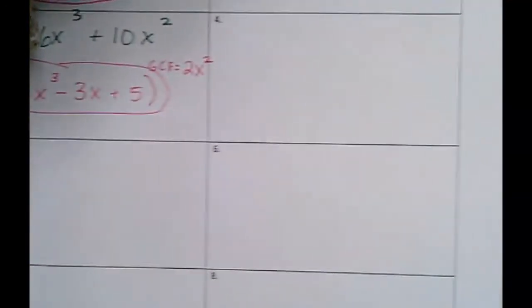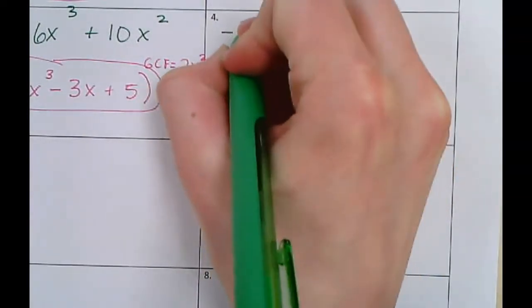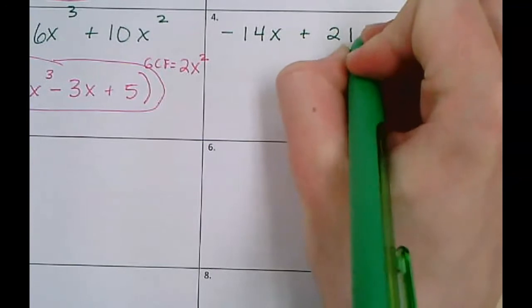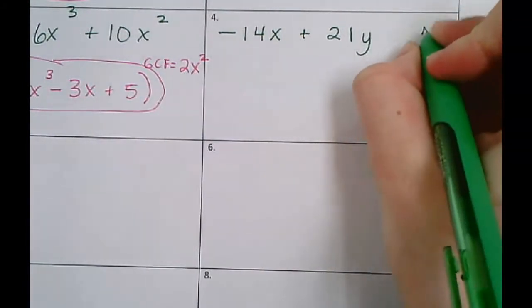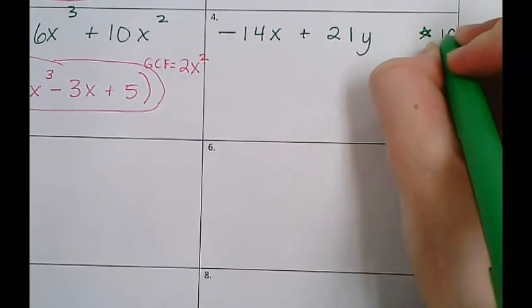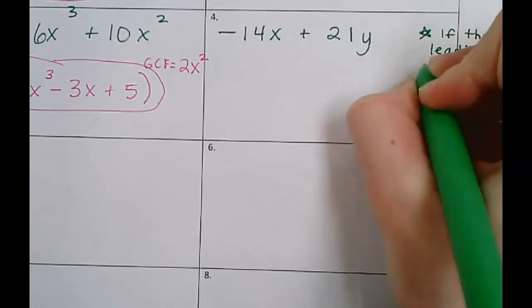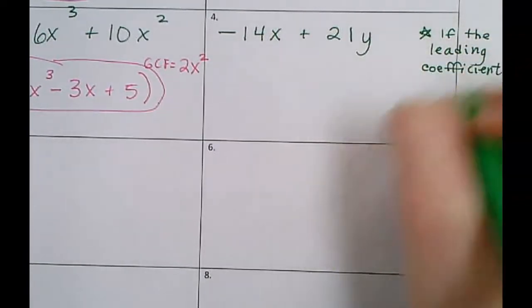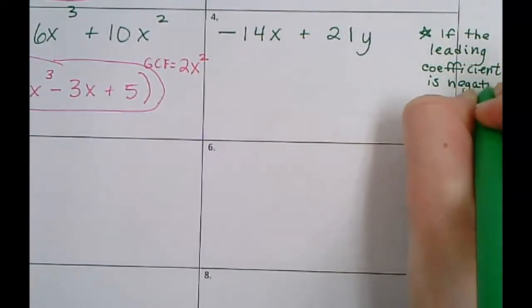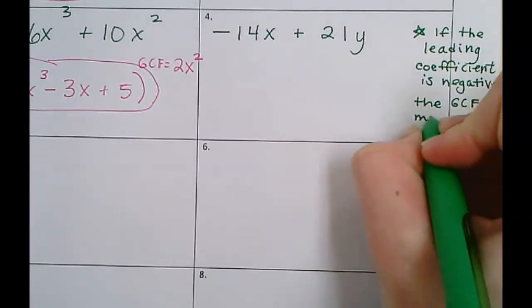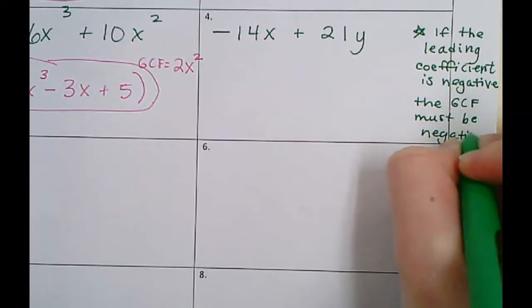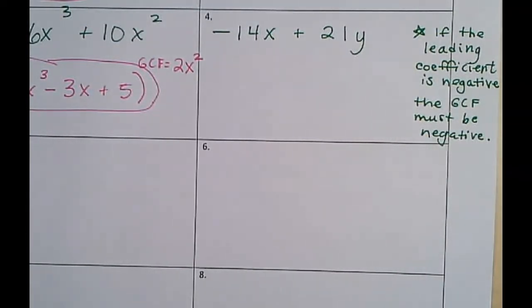All right, number 4. Our problem is negative 14x plus 21y. Looking at this problem, we have negative 14x plus 21y. I can see some numbers in common, but no variables in common. And we see a new problem here with this negative sign. Let's make ourselves a note. We're going to put here, if the leading coefficient is negative, the GCF must be negative. If the leading coefficient is negative, the GCF must be negative.